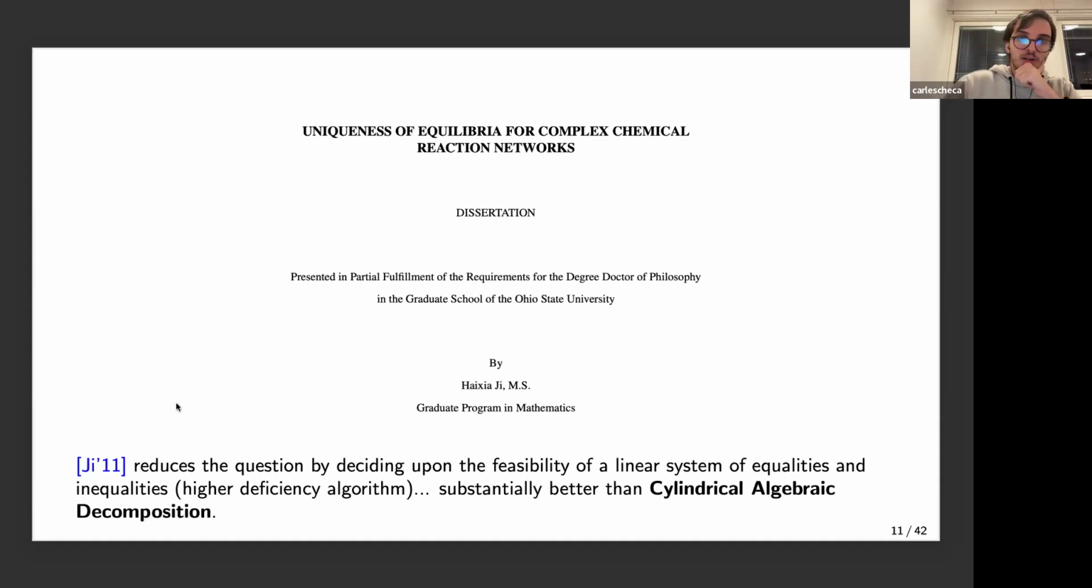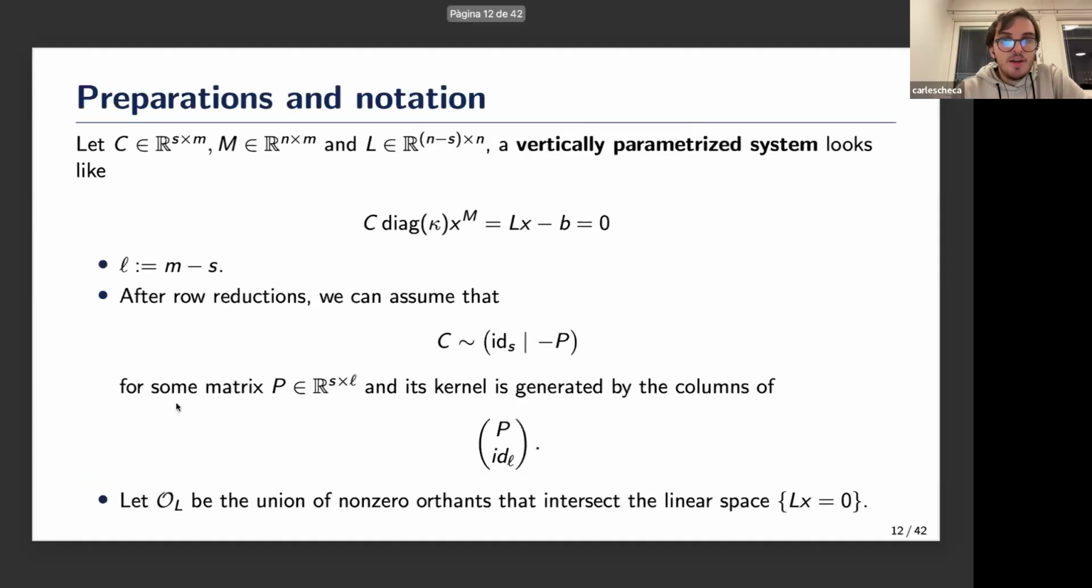Okay? In this line, there are some characterizations that are useful for the understanding that we have of this theory, and they rely on having some notation, so allow me to give some of the notation that we will need for these characterizations. Of course, we were saying that there are three matrices, C, M, and L, that label a certain vertically parameterized polynomial system.